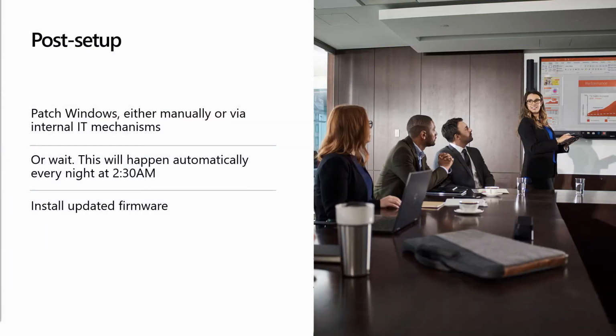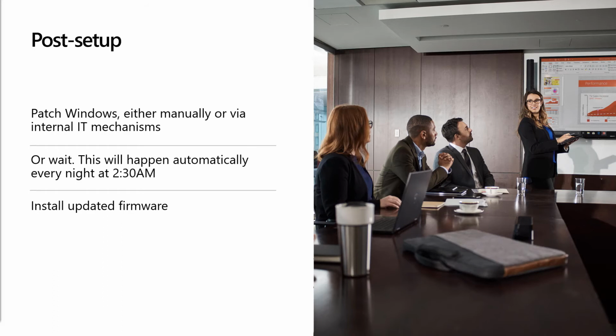After you've completed the previous steps, make sure that you patch Windows. After, of course, you update the Teams Rooms app first. Every night at 2:30 a.m., Teams Rooms will reboot. There's a scheduled task that starts at 2 o'clock in the morning. And its job is to go out to Windows Update, pull down any applicable updates, apply them, and reboot the device. It will also look for updates to the Teams Rooms app at the same time.